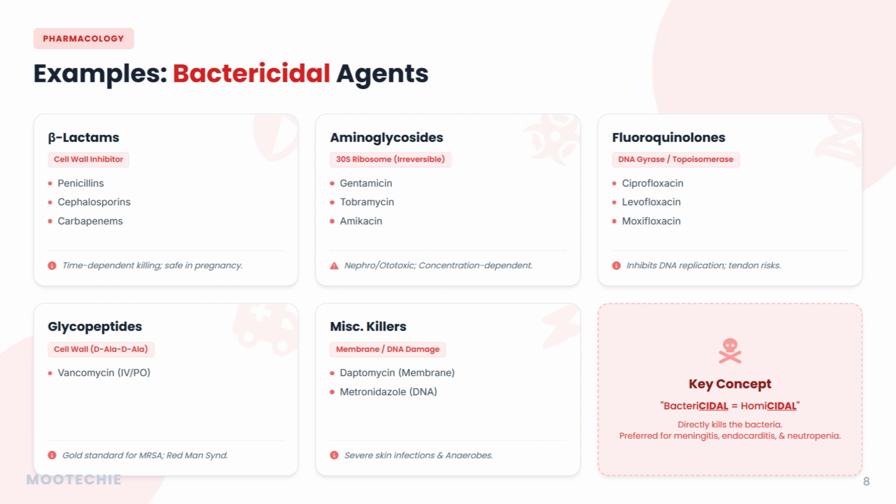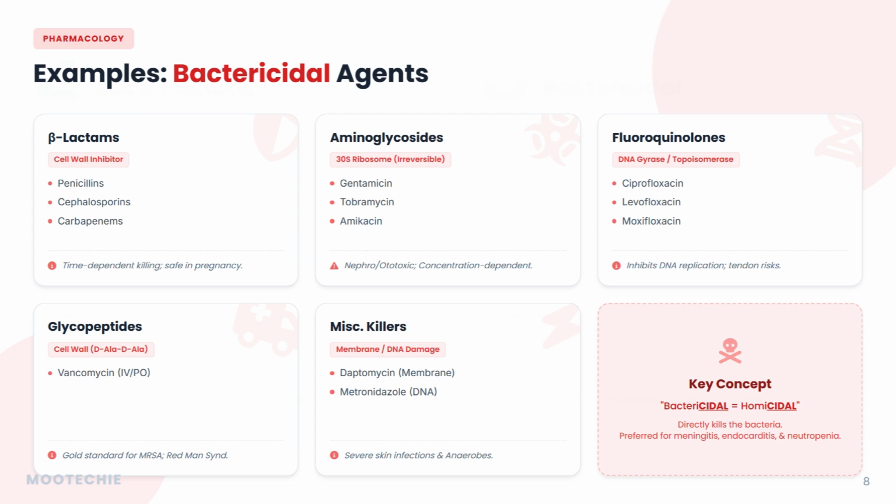Finally, fluoroquinolones like ciprofloxacin, levofloxacin, they inhibit DNA gyrase and topoisomerase, halting DNA replication but carry risks like tendon damage. Remember this key concept. Bactericidal is equal to homicidal. They directly kill the bacteria. This is why they are preferred for meningitis, endocarditis, and neutropenia.